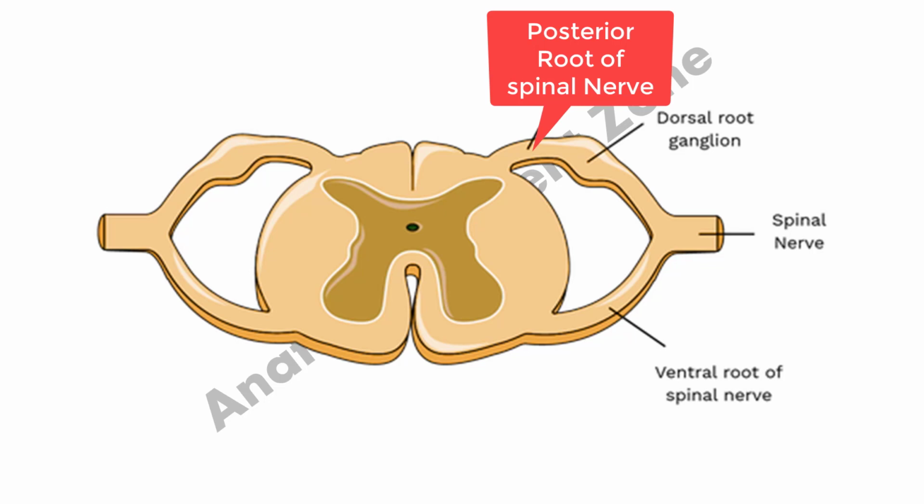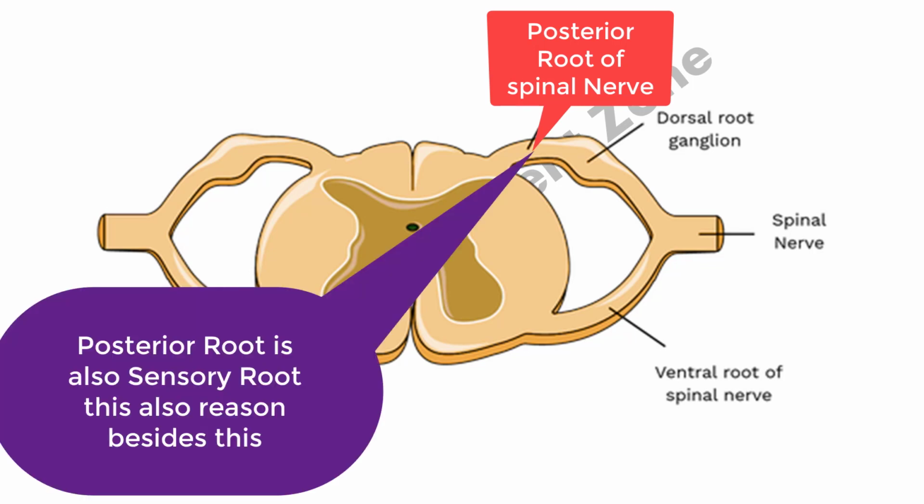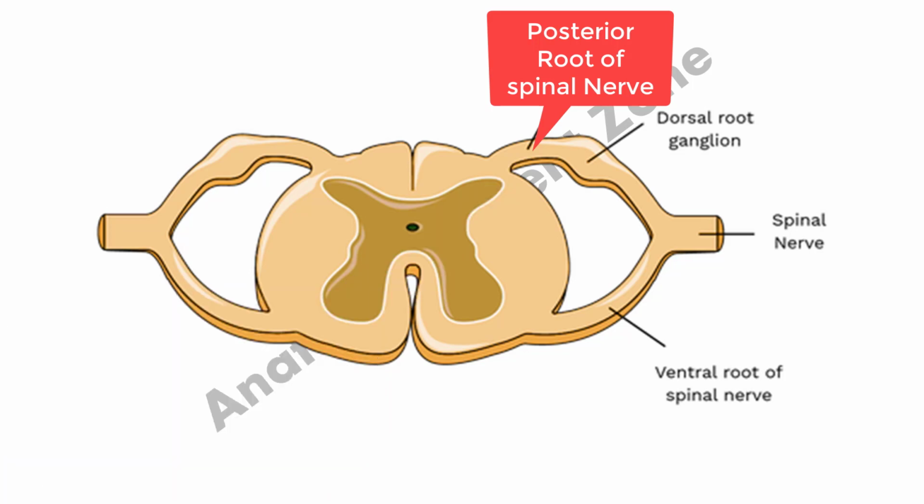So why just the posterior root and not the anterior root? Because the posterior roots are organized into segments. Dermatomes are also organized into segments. And as I already told you, dermatomes are the segmental innervation of the skin.